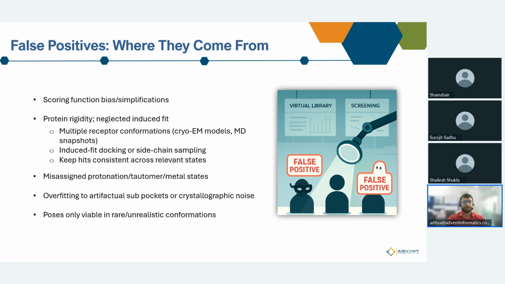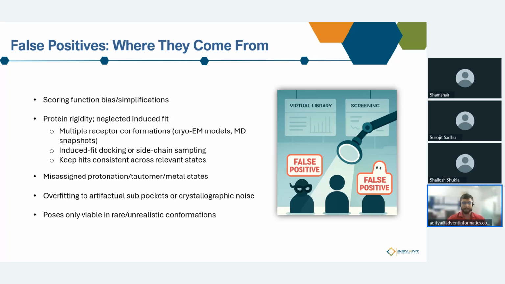Right? The next point is not considering the protein to be dynamic. If you're using a rigid protein, you're neglecting multiple things. If you want to eliminate those things, you can look for multiple receptor conformations. Those can be either cryo-EM models or snapshots from your MD simulation, or you can look for induced fit docking or side chain sampling. All these techniques you can use here. We can also keep the hit consistent across relevant states of the protein. Another reason is ignoring misassigned protonation, tautomers, or metal state.